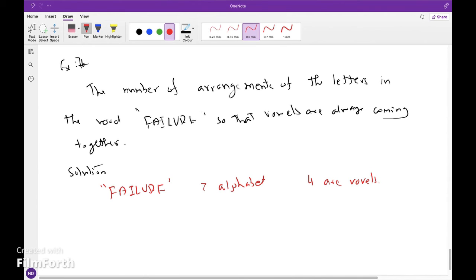As we require all vowels together, we will make one group of vowels. Our remaining 3 consist of 3 groups. Now we have to arrange these 4 groups. It can be done in 4 factorial different ways. The 4 vowels can arrange with themselves in 4 factorial ways. So the number of arrangements with vowels together is 4 factorial into 4 factorial, that is 24 into 24.